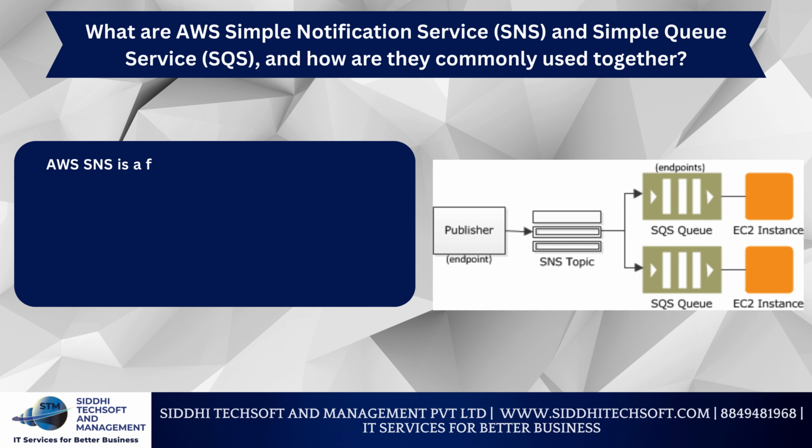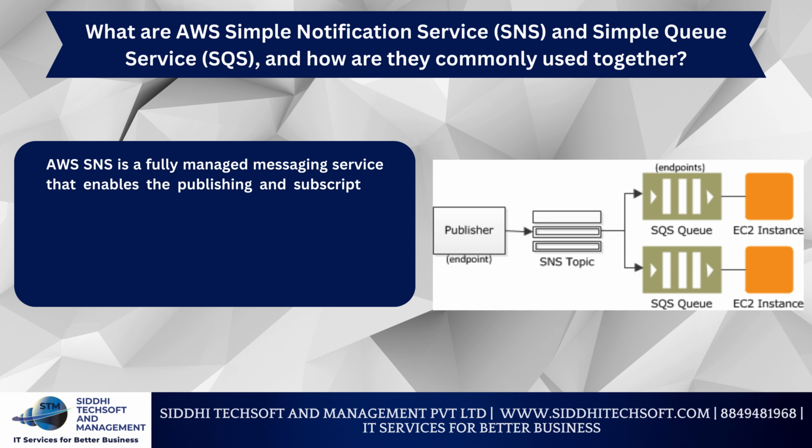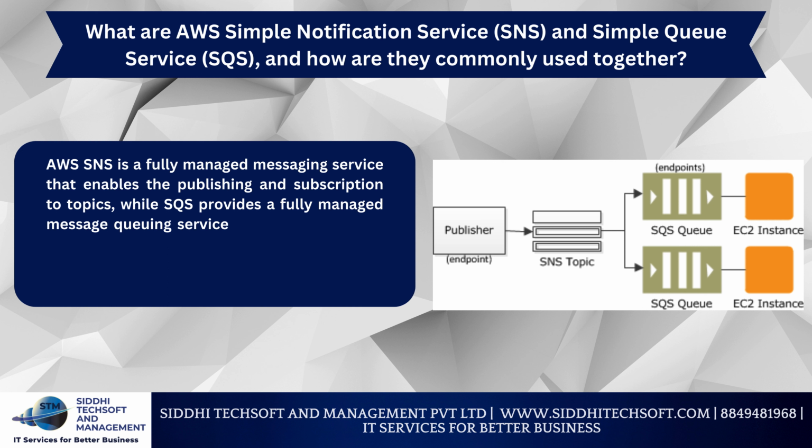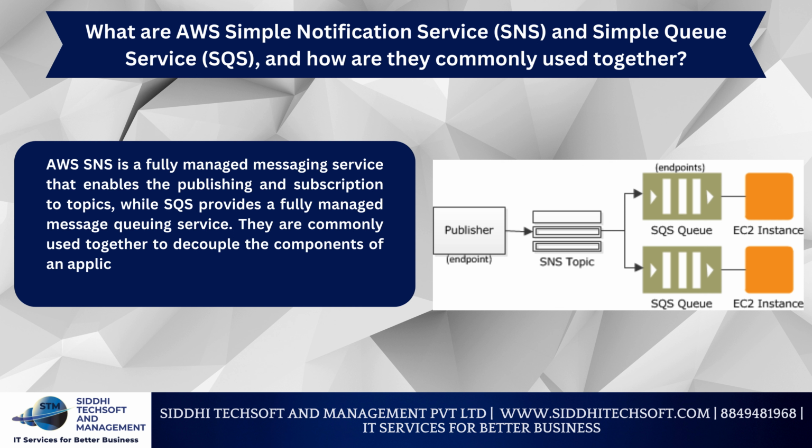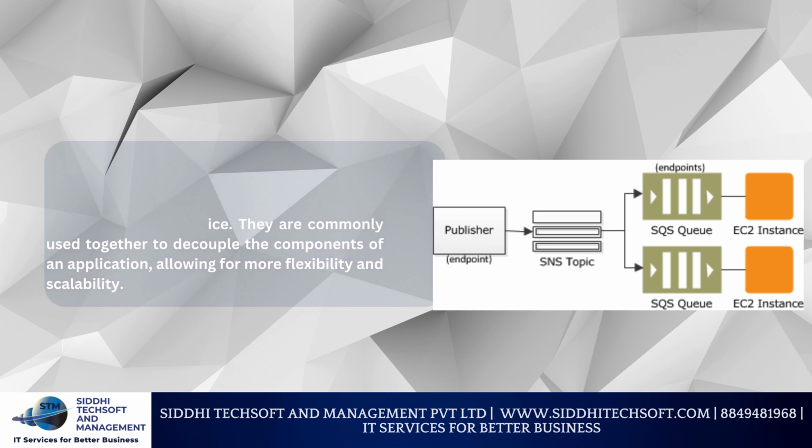What are AWS Simple Notification Service and Simple Queue Service, and how are they commonly used together? AWS SNS is a fully managed messaging service that enables the publishing and subscription to topics, while SQS provides a fully managed message queuing service. They are commonly used together to decouple the components of an application, allowing for more flexibility and scalability.